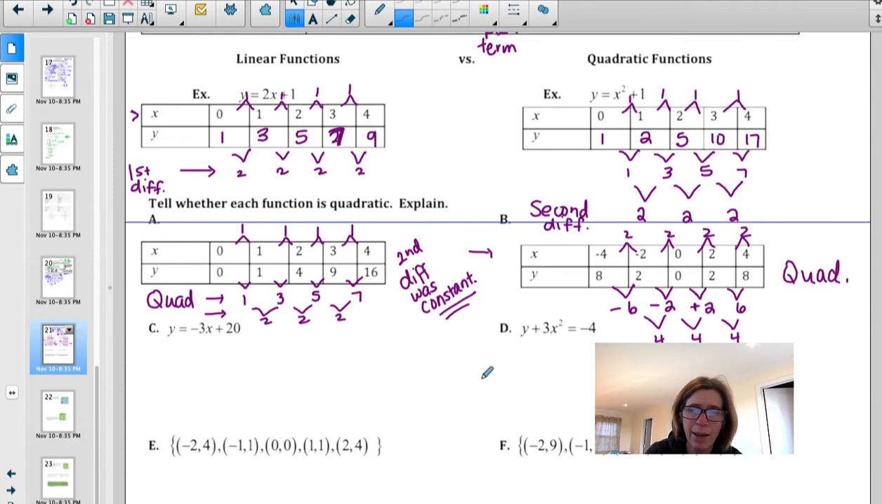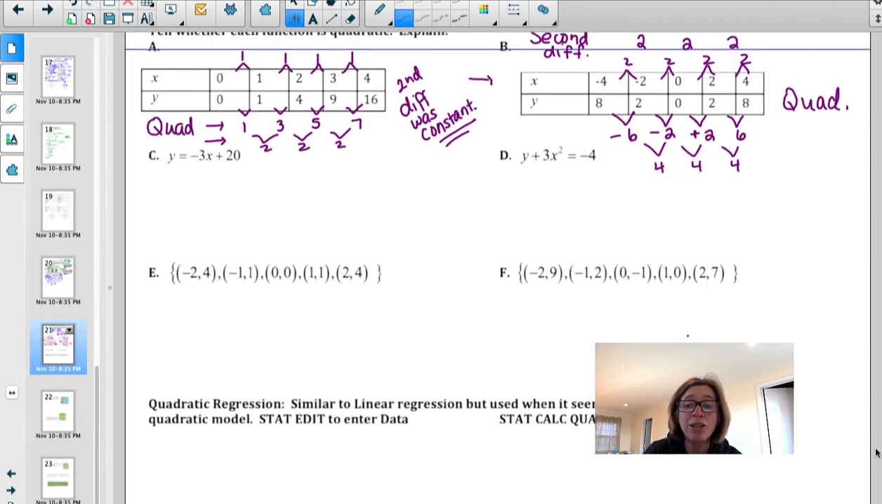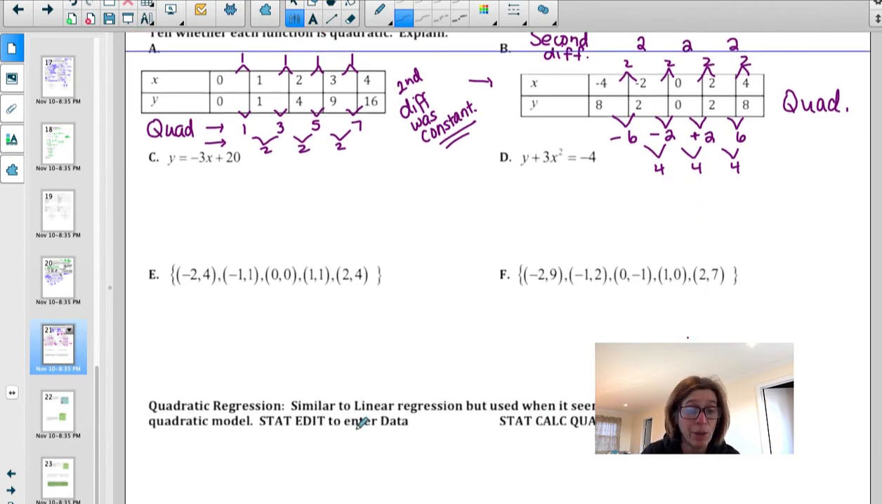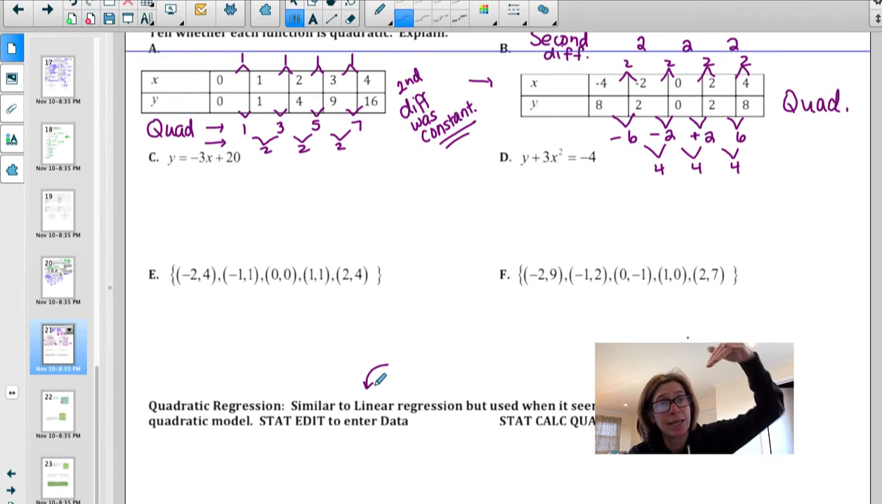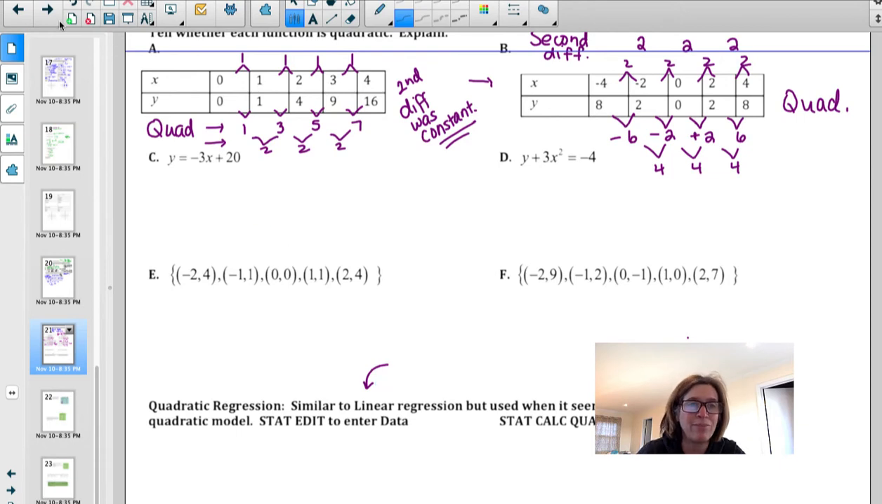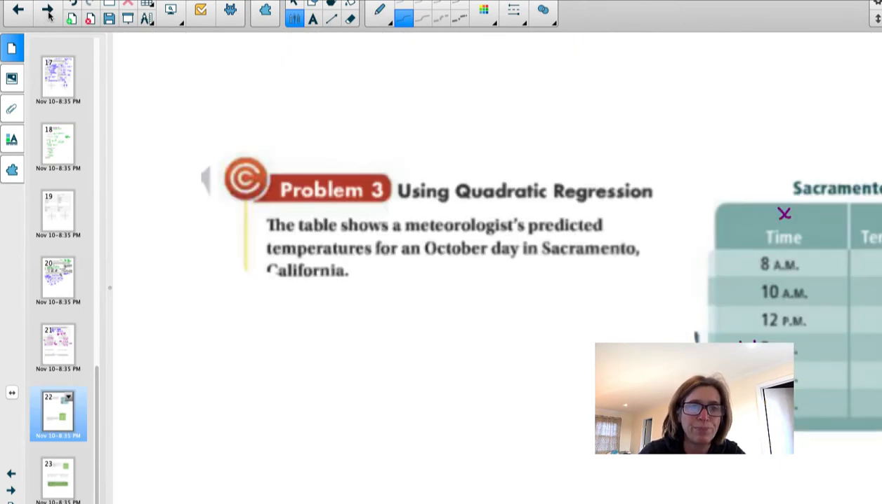But what we're going to be looking at more today is how to use your calculator to do quadratic regression. It's similar to linear regression, but it's used when the data seems to take more of a parabolic model, like it's going up and then down, or down and then up. So it's not linear looking, and we don't think a linear model is going to be the best fit. Let's look at an example.